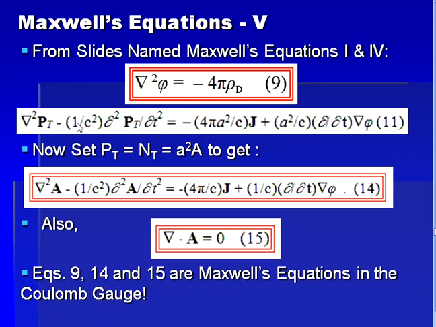We will then define the vector A to be equal to the n sub t or p sub t divided by little a squared to get the expression shown as equation 14. Also, we'll make note of the fact that the divergence of a transverse vector is equal to 0. Finally, we will recognize that equations 9, 14, and 15 are Maxwell's equations in the Coulomb gauge.